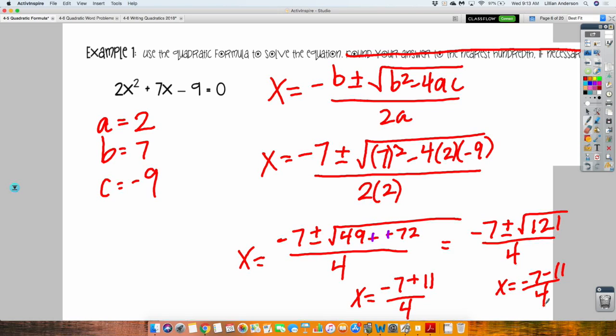What's negative 7 plus 11? 4. What's 4 divided by 4? 1. So one of your solutions is 1. What's negative 7 minus 11? What's negative 18 divided by 4? Does it go in evenly? Reduce it then.